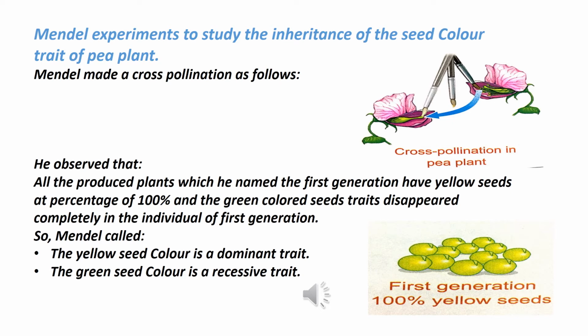He observed that all the produced plants, which he named the first generation, have yellow seeds, and the green seed trait disappeared completely in the individuals of the first generation. So Mendel called the yellow seed color a dominant trait, and the green seed color a recessive trait.